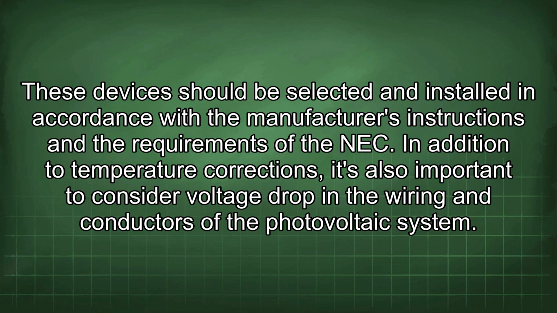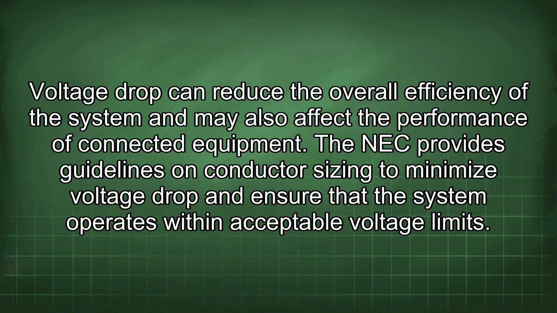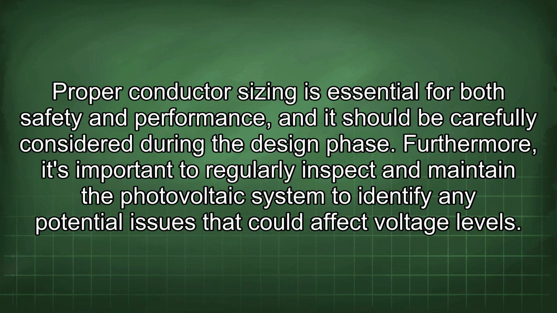In addition to temperature corrections, it's also important to consider voltage drop in the wiring and conductors of the photovoltaic system. Voltage drop can reduce the overall efficiency of the system and may also affect the performance of connected equipment. The NEC provides guidelines on conductor sizing to minimize voltage drop and ensure that the system operates within acceptable voltage limits. Proper conductor sizing is essential for both safety and performance, and it should be carefully considered during the design phase.